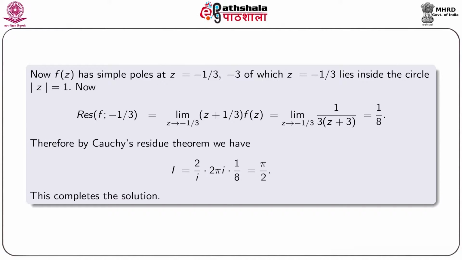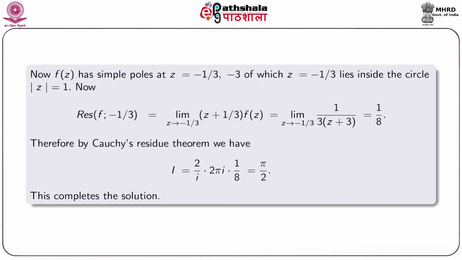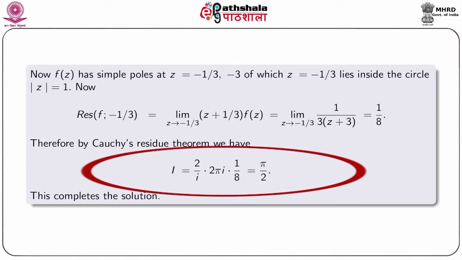Now f(z) has simple poles at z equal to minus 1 by 3 and minus 3, out of which z equal to minus 1 by 3 lies inside the circle mod z equal to 1. Now the residue of f at minus 1 by 3 is equal to limit z tending to minus 1 by 3 of (z plus 1 by 3) into f(z), and this is equal to 1 by 8. Therefore, by Cauchy residue theorem we have I equal to pi by 2.